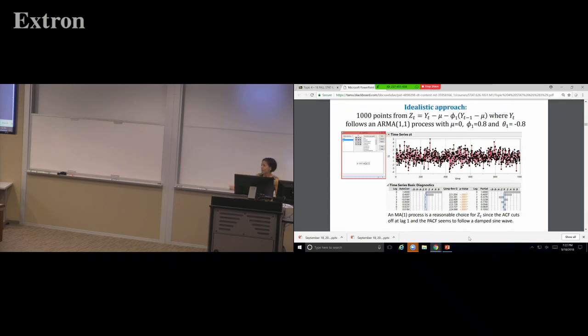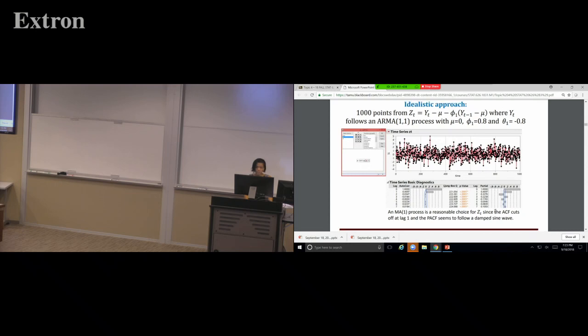are we now looking at a moving average process? Because if you think about the equation, the right-hand side is a moving average process. So if we say the left-hand side equals a moving average process, we would hope to see that in the diagnostics. If you examine the diagnostics for our Z_t, we see that the autocorrelation function does appear to cut off at lag 1, and then the partial autocorrelation seems to follow a damped sine wave. Okay. So it does appear to look like a moving average of order 1.